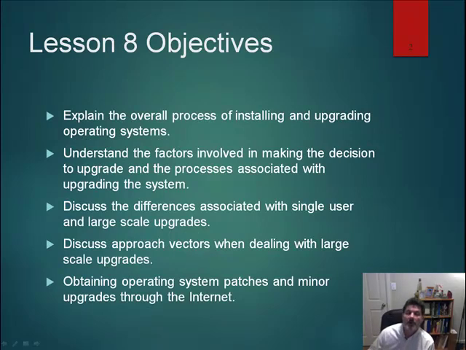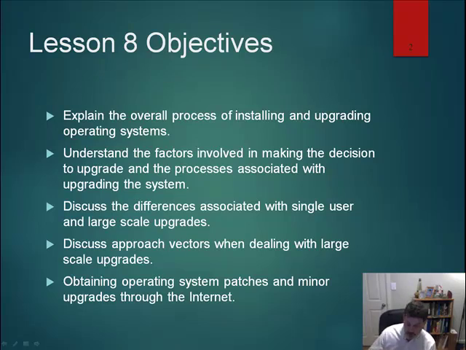We're going to be learning about the overall process of installing and upgrading operating systems from a very high, or macro, level today. We're also going to be looking at the factors involved in making the decision to begin with about whether or not we need the upgrade that we're talking about. And then we're going to be looking at the process associated with upgrading the system.